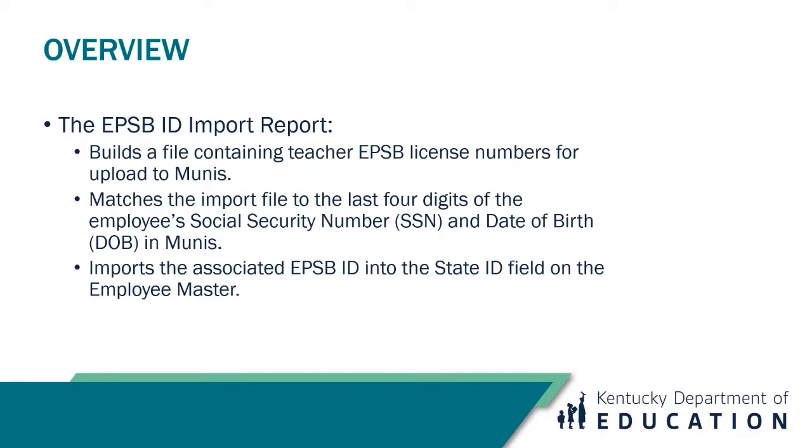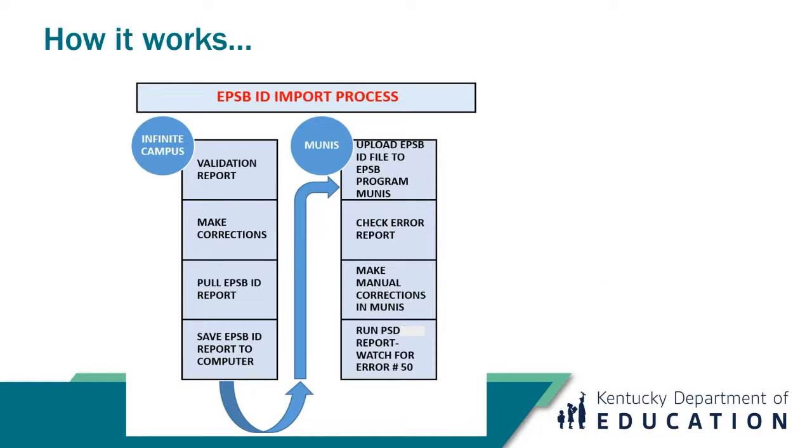So you're going to start in Infinite Campus, and Kristen and I do not work with that part of the program, but that's where you'll actually be starting with this process. I like to use graphics to give you an idea of how things flow through this process. Here you're going to start with Infinite Campus with a validation report. From that validation report, you make corrections. Then you pull the EPSB ID report and you save that to your computer.